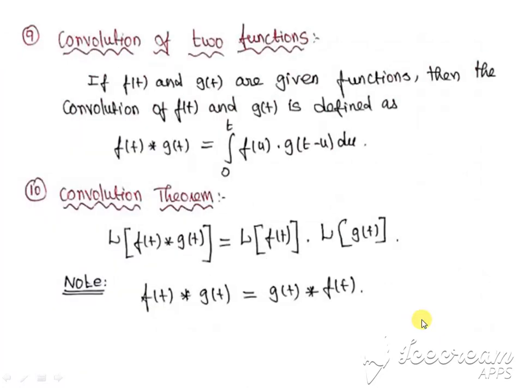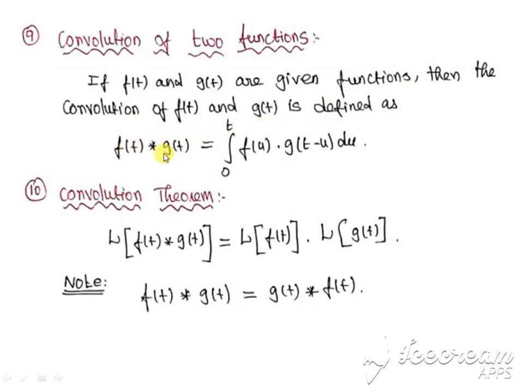Then these are important: two properties used in direct questions in TRB and GATE exams. First, the 9th one, convolution of two functions. If f of t and g of t are given functions, then the convolution of f of t and g of t is defined as follows.